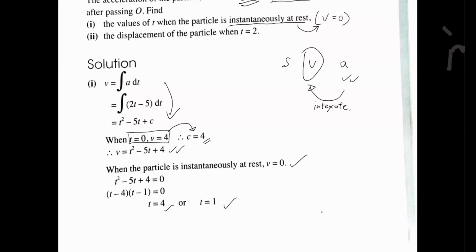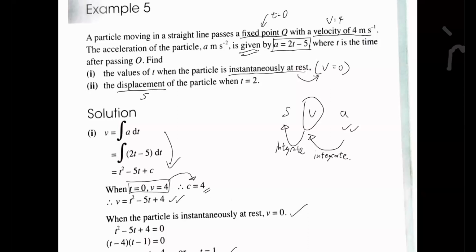Displacement is what again? Displacement. SVA. Displacement is S. We have V. So you integrate V. Exactly. So integrate already, you get an arbitrary constant, but don't worry, we have our conditions already.